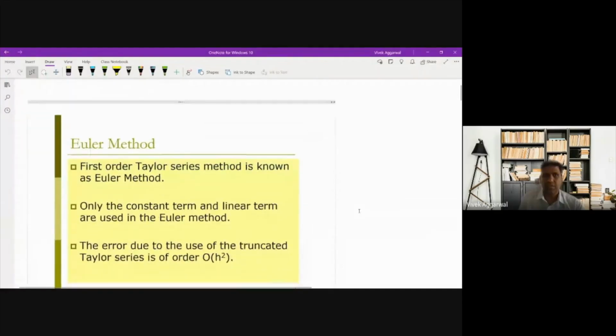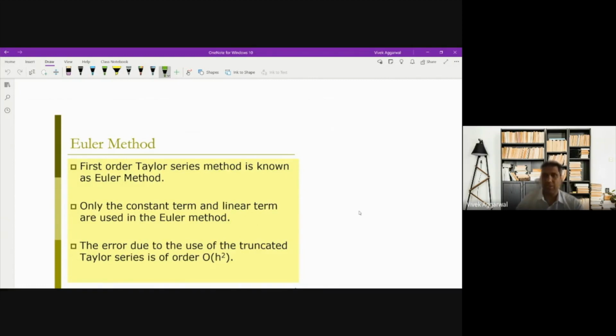By the way, I am Dr. Vivek Kumar Aggarwal, working as a faculty in the Department of Mathematics, Delhi Technological University. So I will just give you a very simple method, that is the Euler method, and how we can find the solution using the Euler method.